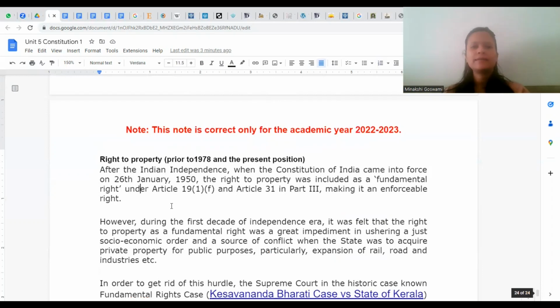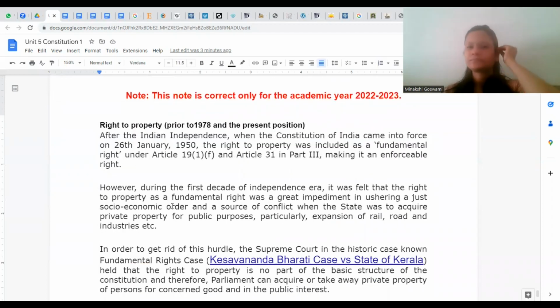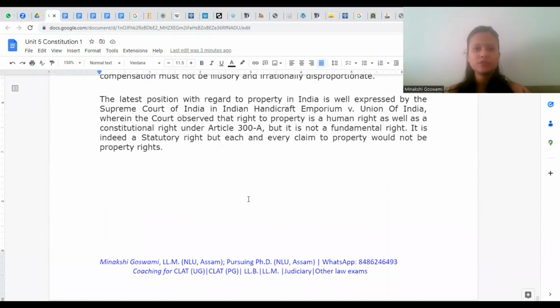All right. So there is one relating to right to property. Okay, right to property. What was the situation prior to 1978 and what is the present position?